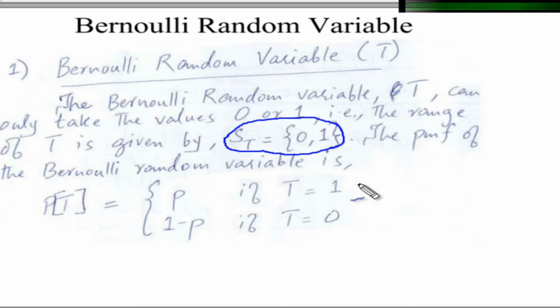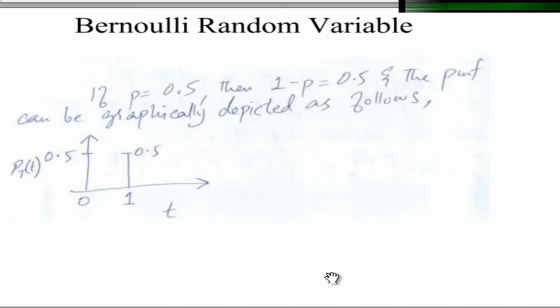The PMF of the Bernoulli random variable is: the probability of the event T will be p if the event I have is 1, otherwise it will be 1 minus p if the event I have is 0. We can also write this 1 minus p as q. So the probability of the failure is q. We can also write it that the probability when the trial gives you 0 will be equal to q, and q is equal to 1 minus p. So this is the basic definition of the Bernoulli random variable.